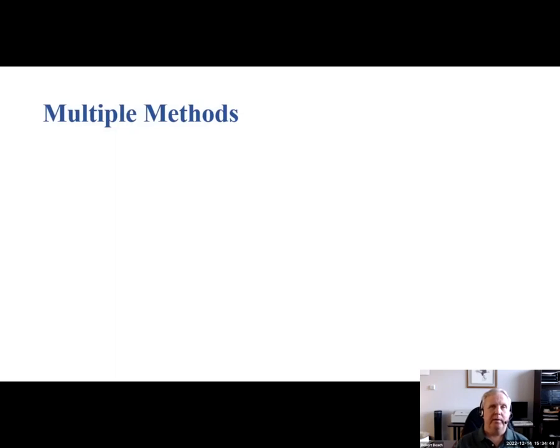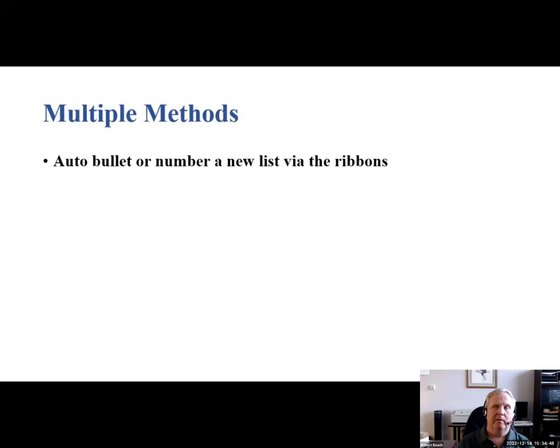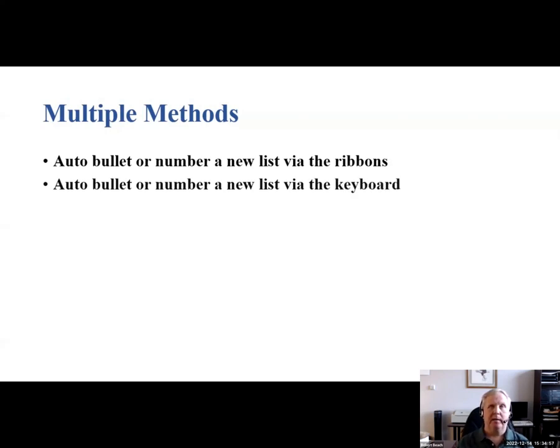There are multiple methods for creating lists. First of all, you can create an automatic bulleted or numbered list from a new list using the ribbons, or you could automatically create a bulleted or numbered list from an existing list, or you can manually create a numbered or bulleted list from an existing list. And I'm going to show you all three of these methods.